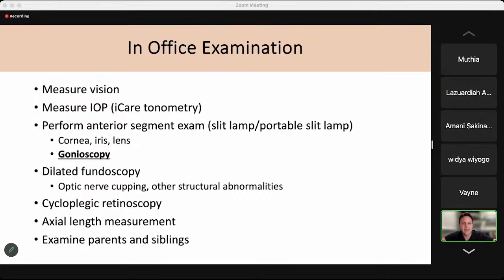And it's really important in any pediatric condition with a heritable component that we examine parents and siblings to look for any signs of glaucoma or any other contributing conditions such as anterior segment dysgenesis, which can sometimes be dominantly inherited but not necessarily present. Parents may not be aware they have the condition.